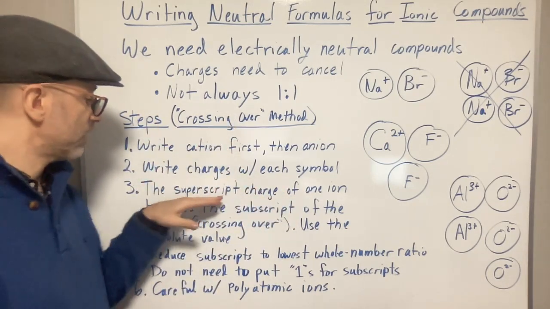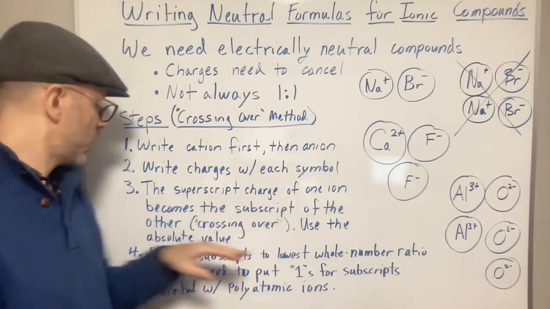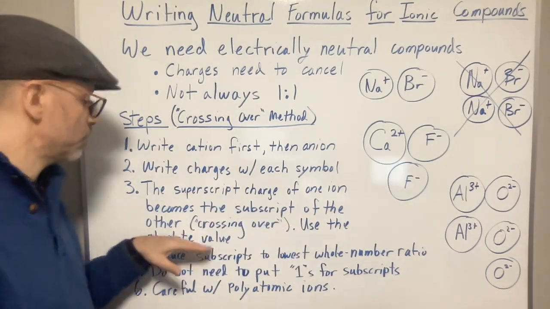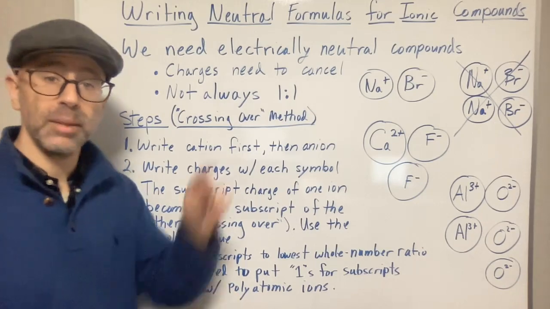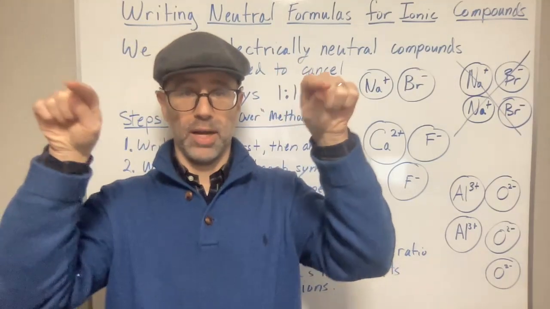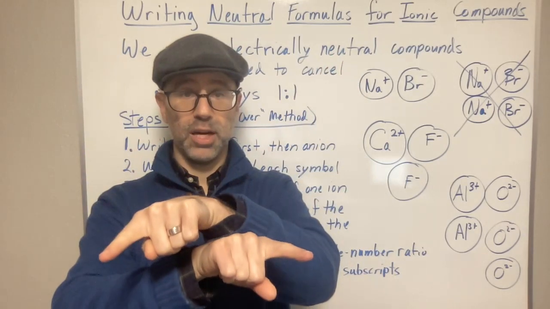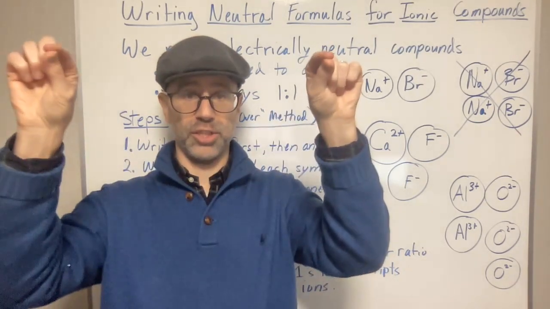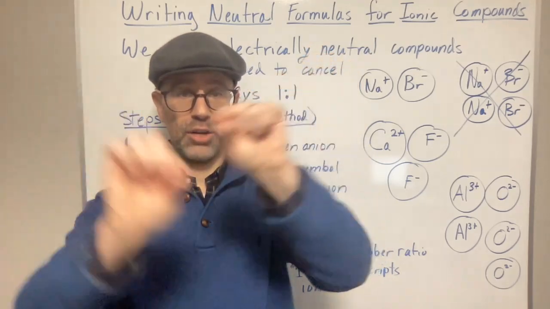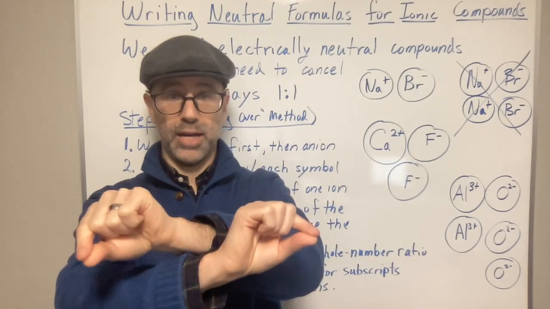So what does that mean? That means that the superscript charge of one ion becomes the subscript of the other. So we're crossing over. We're going to use the absolute value of the charges. You're not going to write the plus or the minus as subscripts. Basically you have your charges on top, and those are going to crisscross and become the subscripts. So the superscript charges, you take just the numbers, the absolute values, and you crisscross them and write them as subscripts for each of those ions.